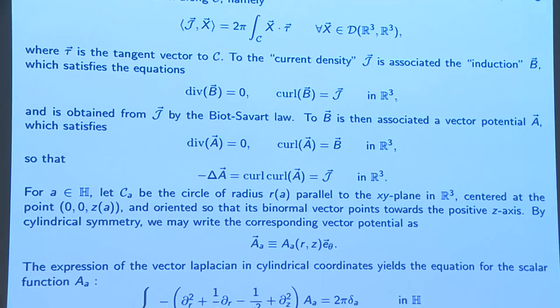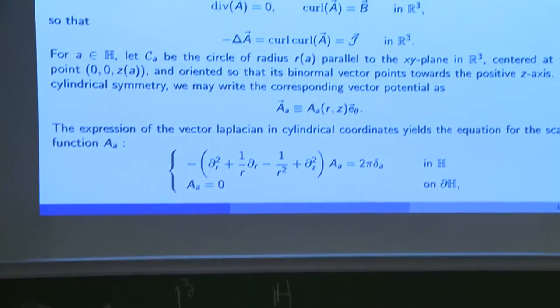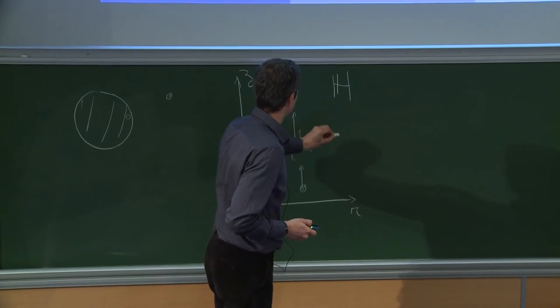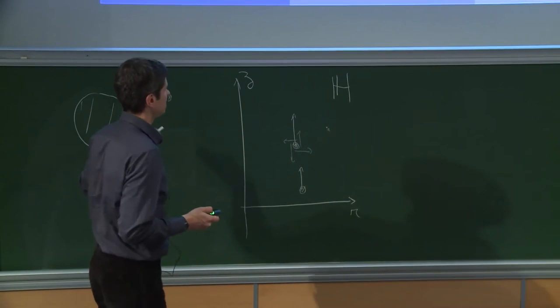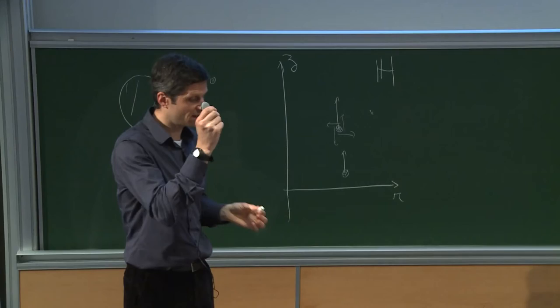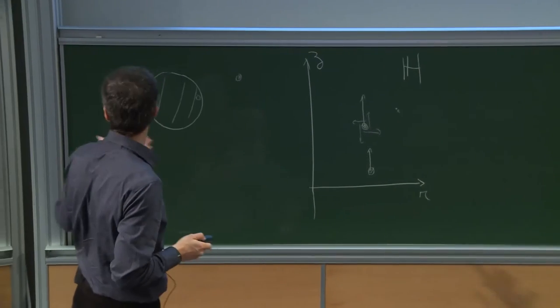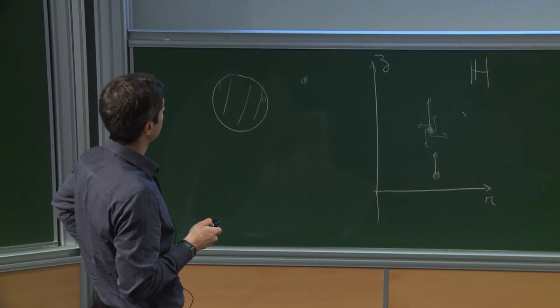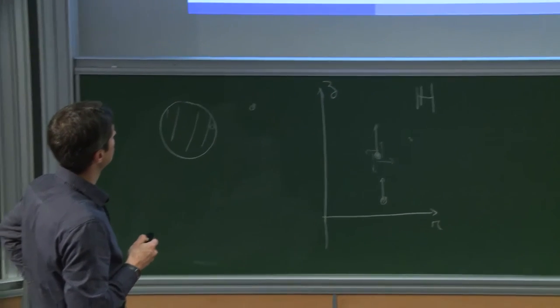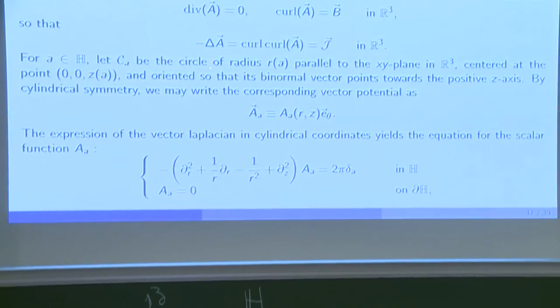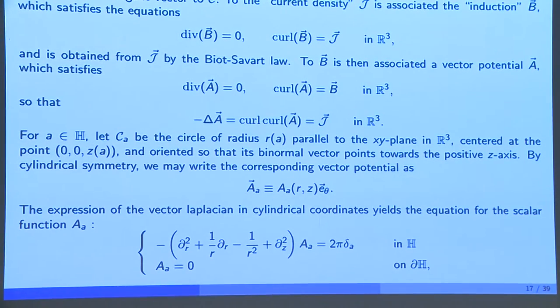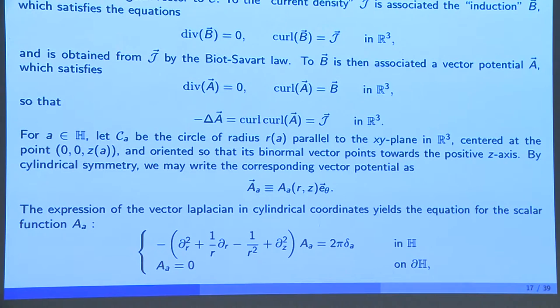Now, if you are in cylindrical coordinates, I will take just one point here in the half plane, a little a, and I will tell you what is a Dirac, the equivalent of a Dirac mass for Euler, is a Dirac along the circle, and so the capital A is just a solution of a vector Laplace equation with a Dirac on the right hand side, which you can write in this way.